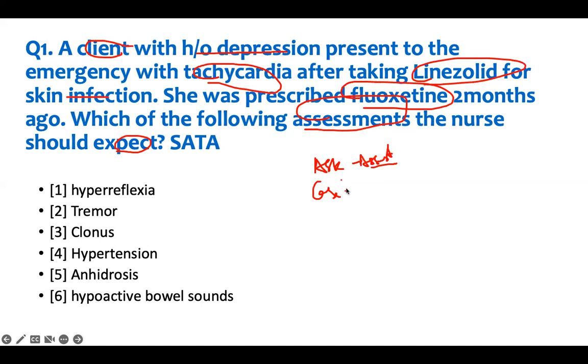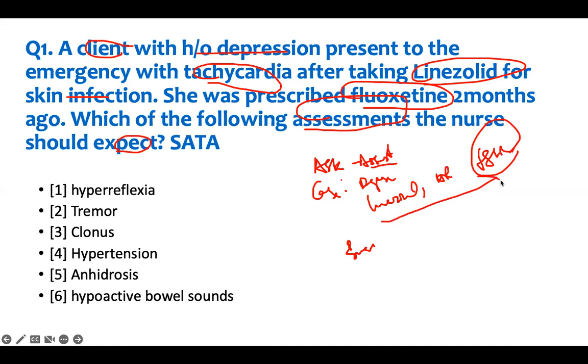You take your buzzwords from your case. So we have a depressive patient, okay, and we have linezolid as a medication. Patient has what? Tachycardia. And she was taking some SSRI. I don't know what it is. You don't even have to remember the name, but if you recognize it, this is an SSRI. So what is the problem we have? We have a case of depression, linezolid, tachycardia, and SSRI combination. What are our buzzwords? We have our 4 buzzwords here.